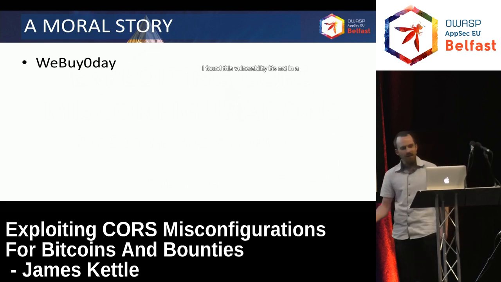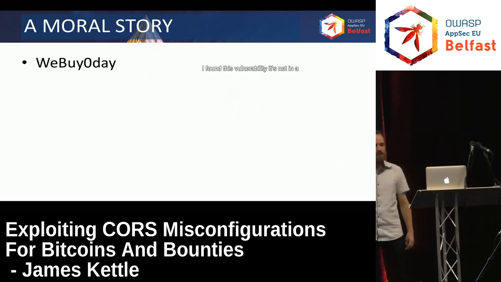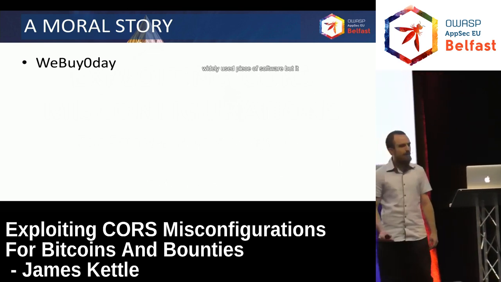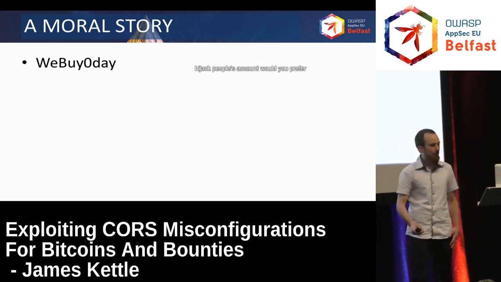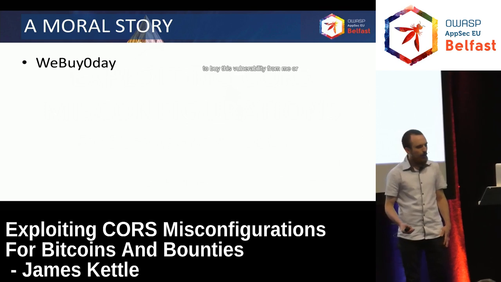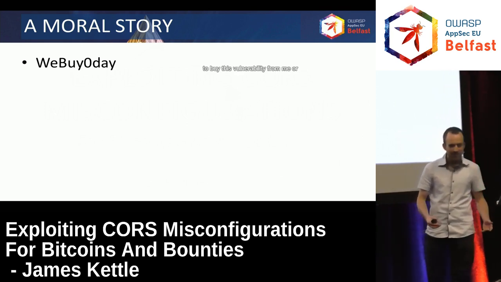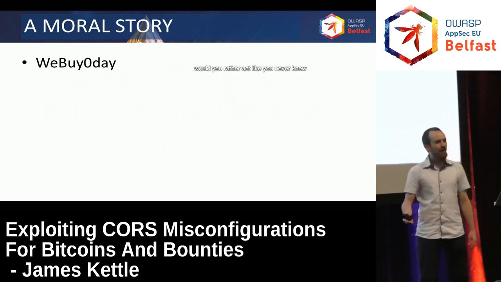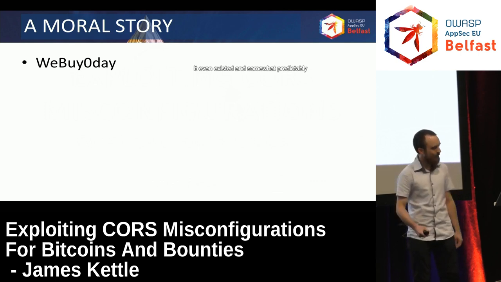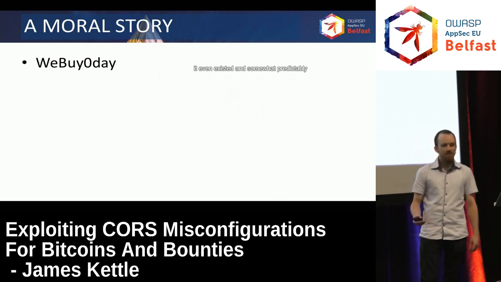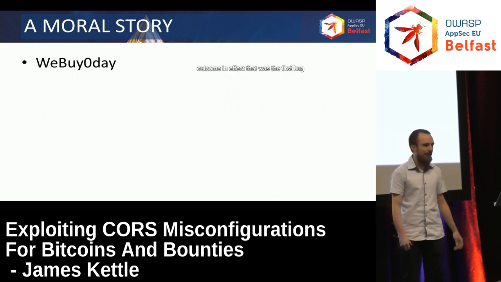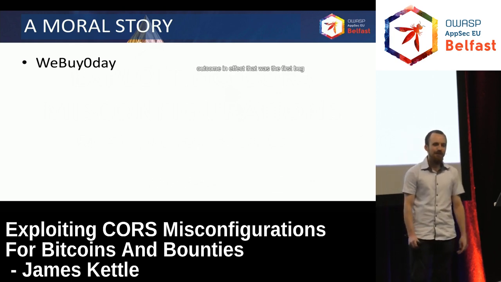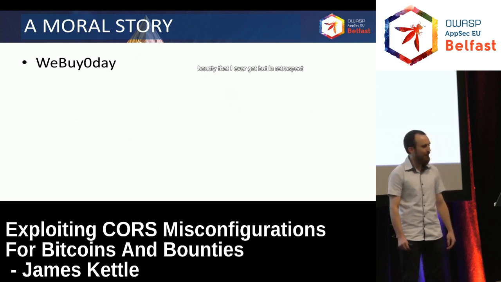So I went, hey there, I found this vulnerability. It's not in a widely used piece of software, but it is in your website. And it can be used to hijack people's accounts. Would you prefer to buy this vulnerability from me? Or would you rather act like you never knew it even existed? And somewhat predictably, they ended up buying it from me. And at the time, I was pretty happy with that outcome. In effect, that was the first bug bounty that I ever got.